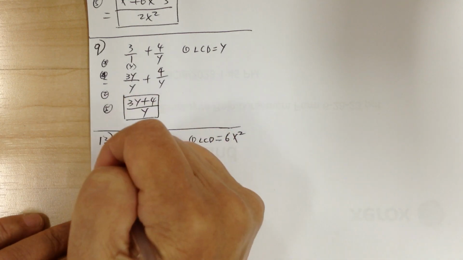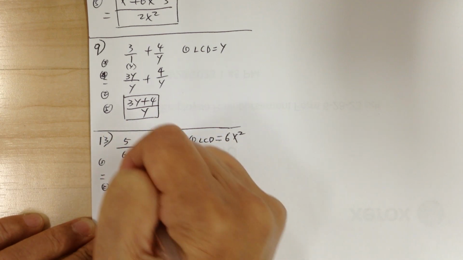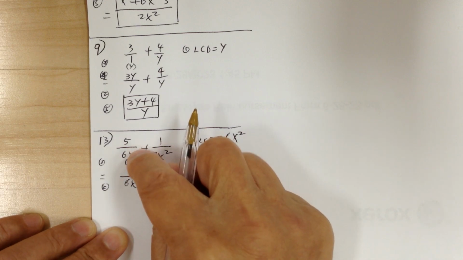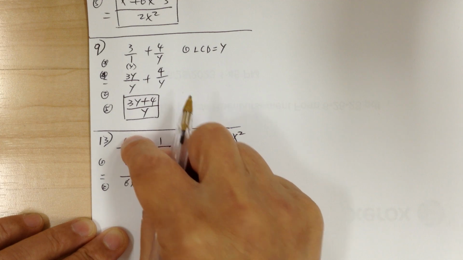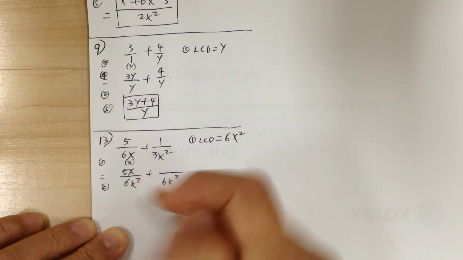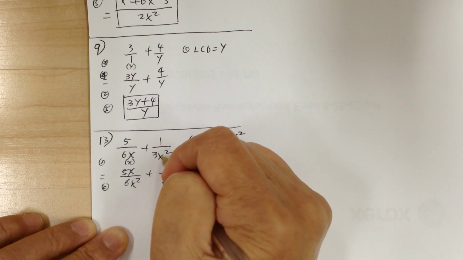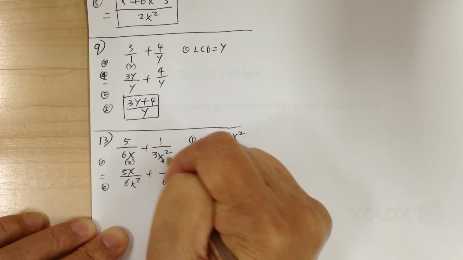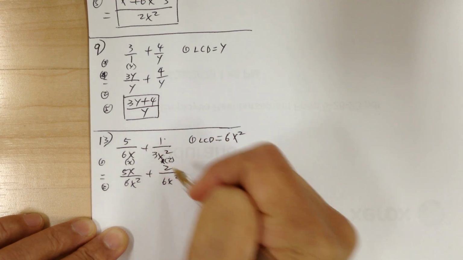Step 3, you figure out how you're going to get from here to here. Well, from here to here, you're missing the x. So you have to multiply by x for the bottom. Then you have to do the same for the top. So 5 times x will give you 5x. Then you go to the next term. So you got 3x squared. To get from here to here, you need to multiply by 2. Okay? So 1 times 2 will give you 2.